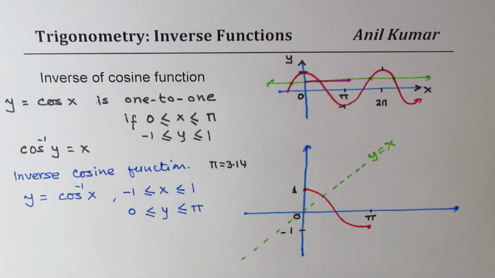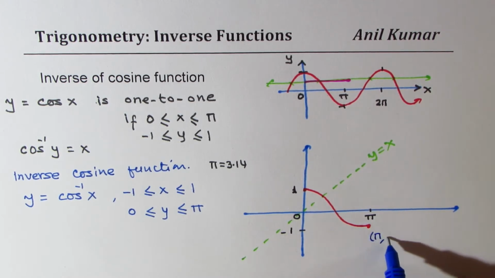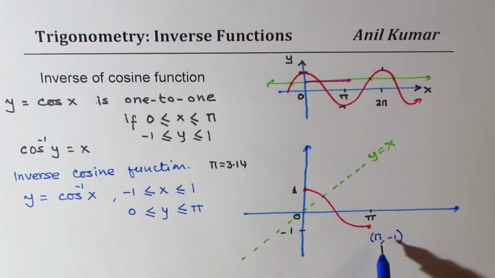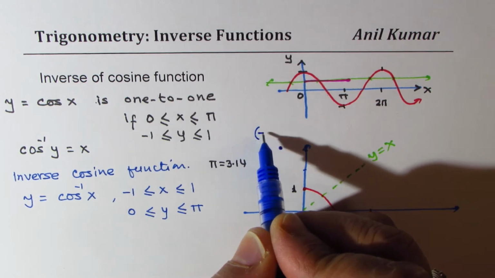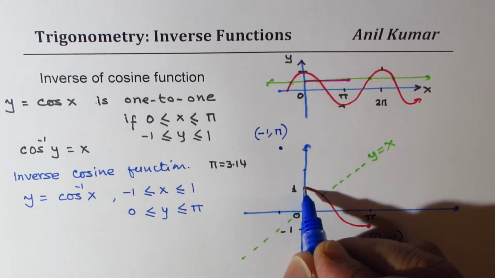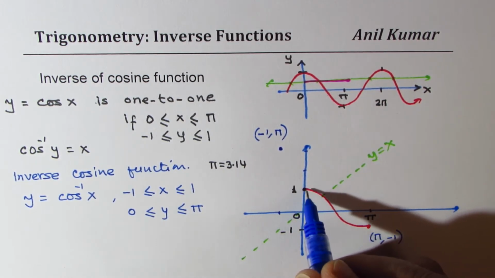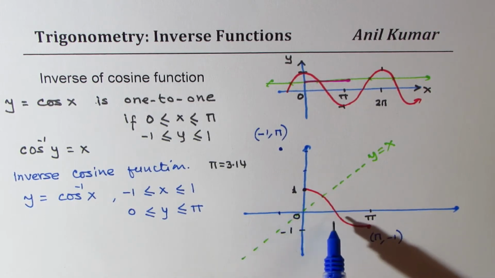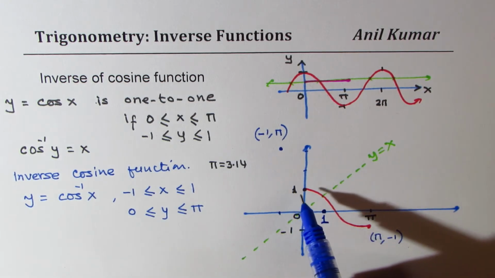correct? Now this point, (pi, -1), when you flip it, becomes (-1, pi). So at -1 you get pi, which is almost 3, so you get this point here. This point comes here, which is (-1, pi) for the inverse function. And the point (0, 1) will switch to (1, 0), somewhere here, right? So this is 1. So that is how the function is going to be.